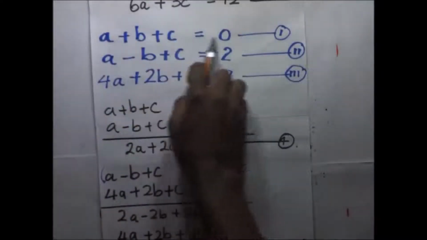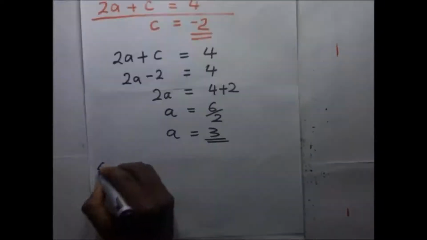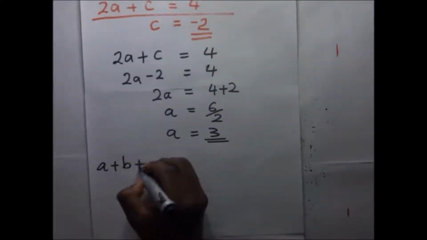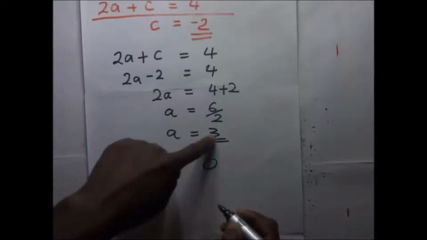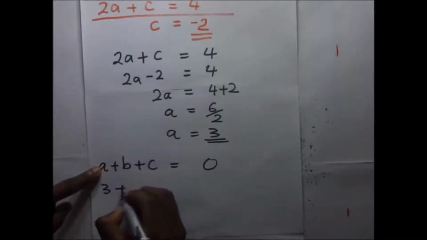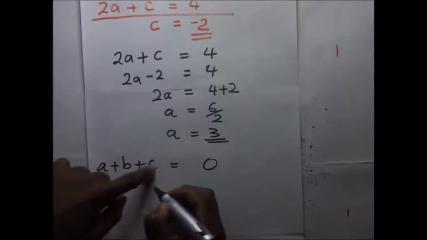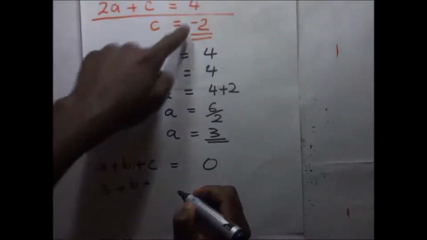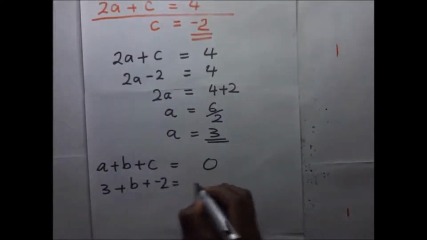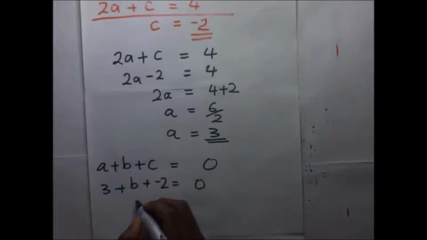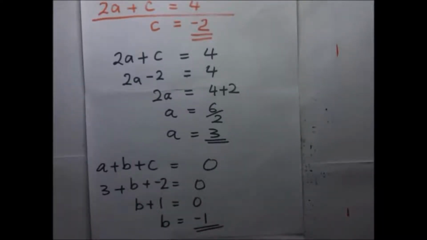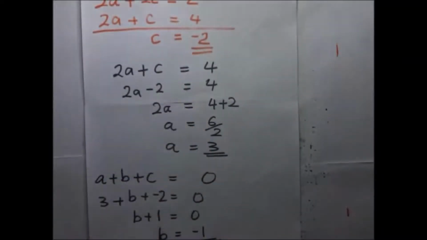a plus b plus c is equal to 0 to get the value. Our value of a is 3 plus the b we are looking for plus our value of c, which is negative 2. And so that's the answer. We have our value of b as negative 1, a as 3, c as negative 2.